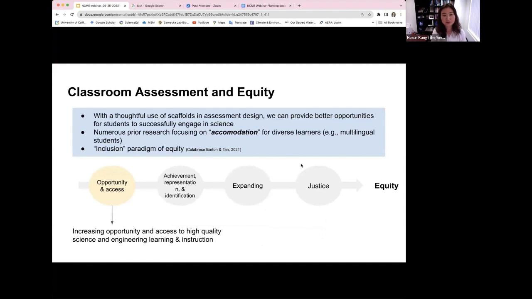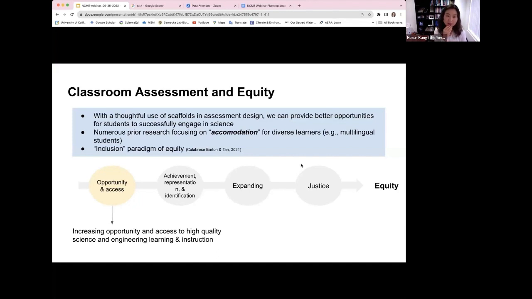The takeaway from the equity perspective is that with a thoughtful use of scaffolds in classroom assessment, we can provide better opportunity for students to successfully engage in science. However, this study also aligned with numerous prior research focusing on what is called accommodation. So we have done a lot of research on how to accommodate assessment for diverse learners to meet their needs, for example, multilingual learners.